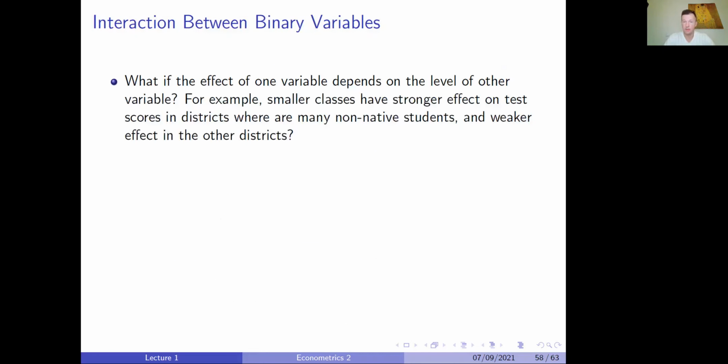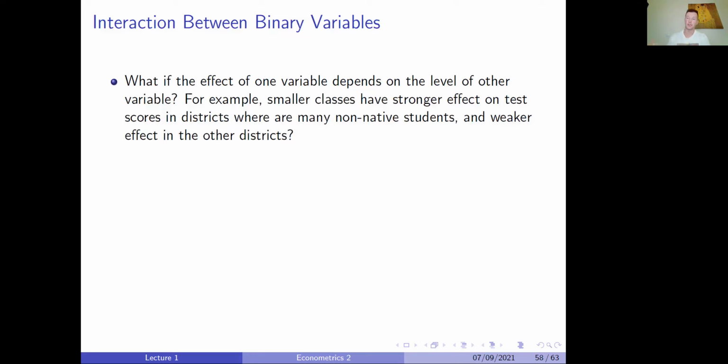So the last case of nonlinear specification is the interaction between binary variables. We start with the binary variables. Consider the question: what if the effect of one variable depends on the level of another variable? For example, smaller classes have a stronger effect on test scores in districts where there are many non-native students, and a weaker effect in the other districts.